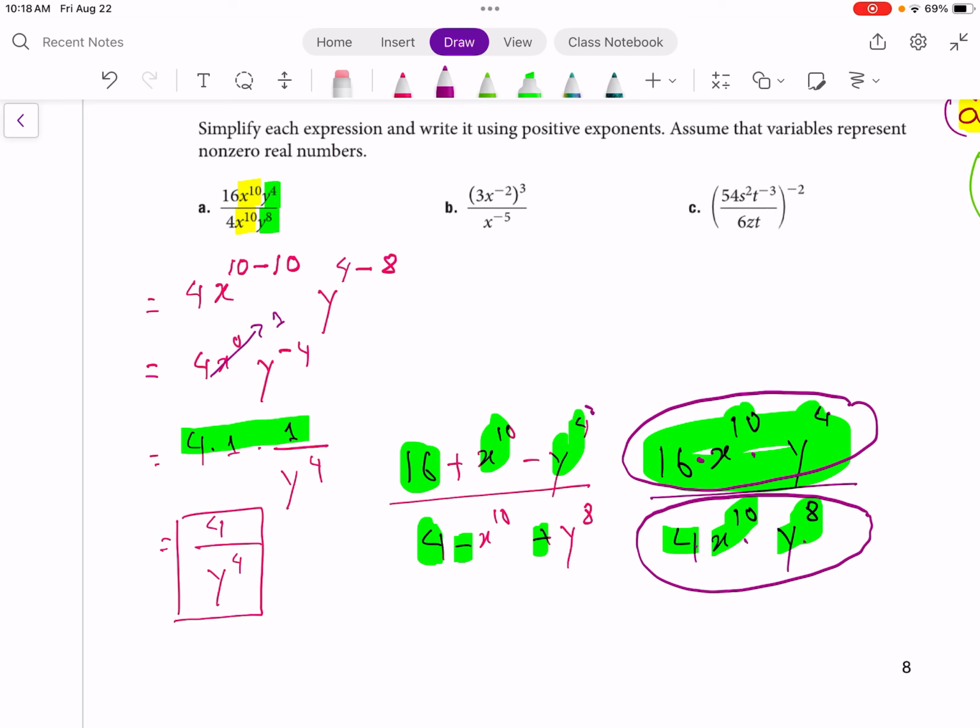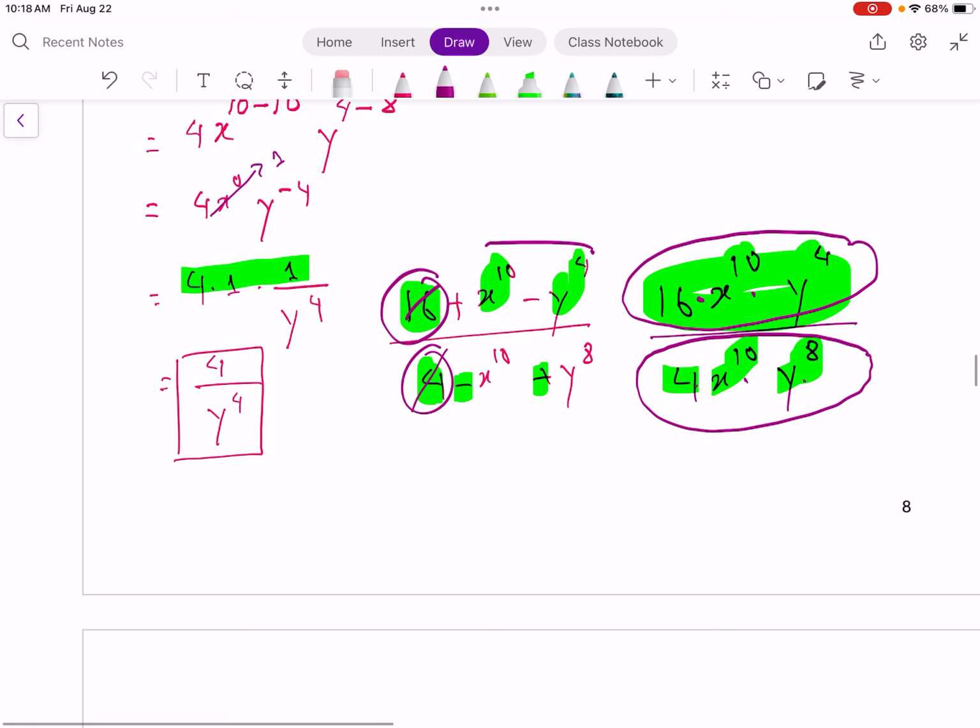Now you can't cancel 4 and 16 here. You can't divide 16 by 4. You can only cancel if you have your numerator in a product form and your denominator in a product form. Okay, for example, let me take one more.